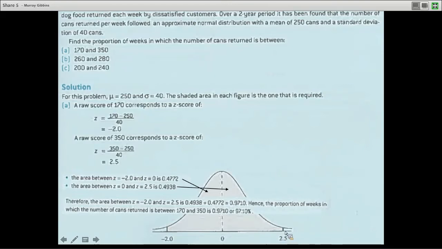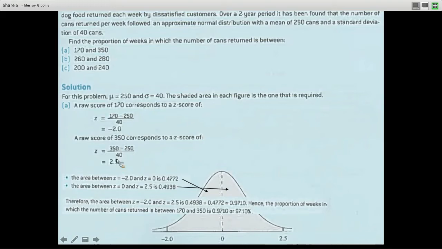So the next step is to look for your 350. So let's do the top end first. So 350 is the score I'm trying to find, the top limit, minus 250. How many standard deviations is this away from the mean, with the mean of 250 in the middle, divide by the standard deviation of 40, and I get a z-score of 2.5 that I need to look up. Crunch the lower number of 170 minus the mean of 250 over 40. It's a negative z-score, it's below the mean, a z-score of 2.